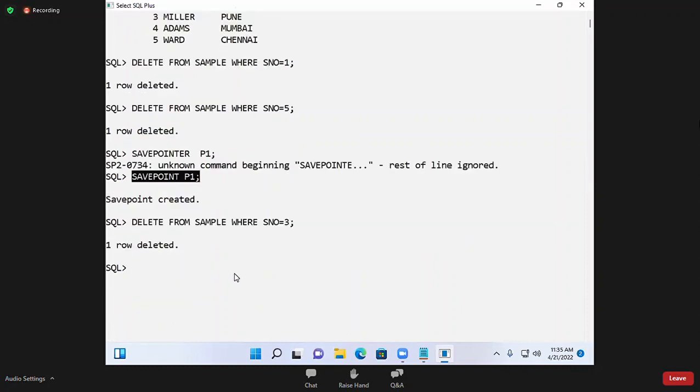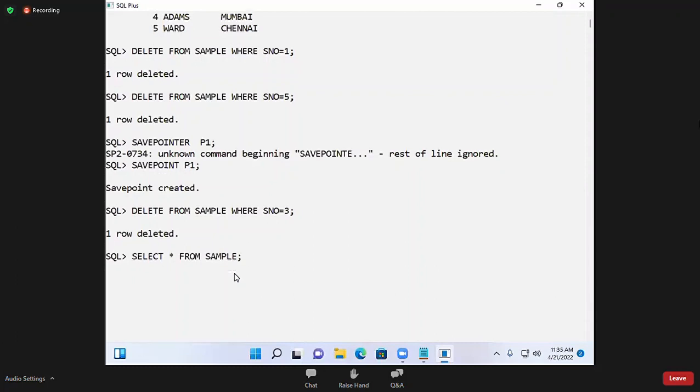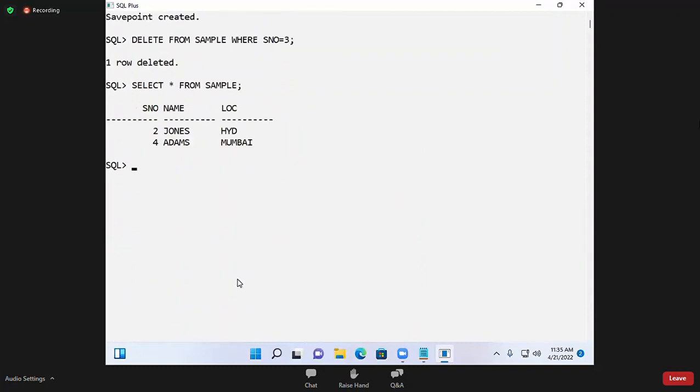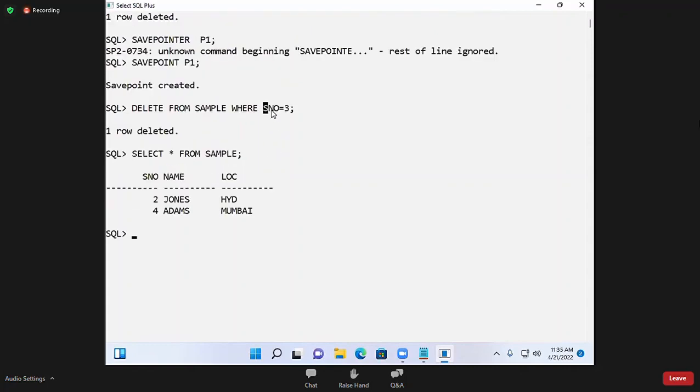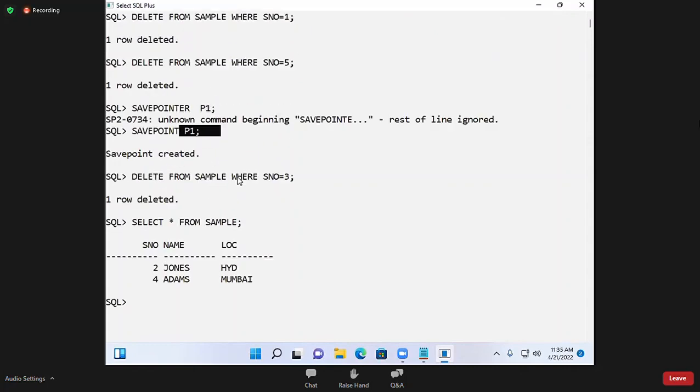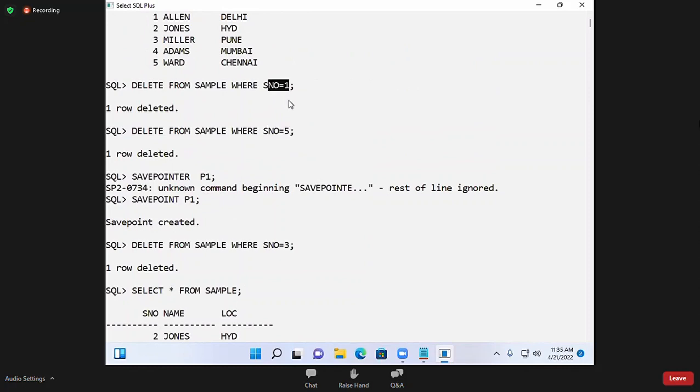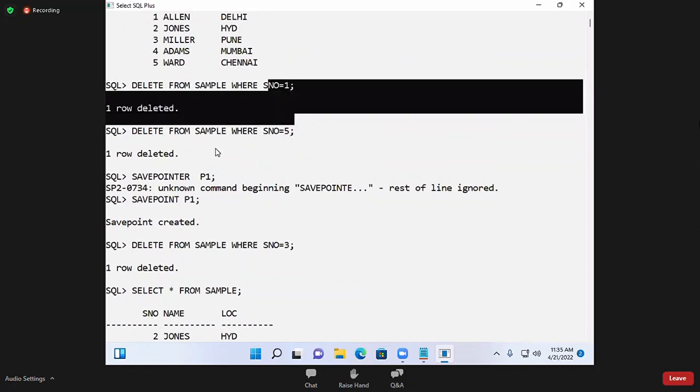Okay, so now finally come back and see your table in the database. How many rows are left? 2 rows are left. What are those? 2 and 4. So 2 and 4 are the 2 rows left. Suppose you can see here I deleted 3 rows. 1 row is under pointer memory and the remaining 2 rows are in the instance memory.